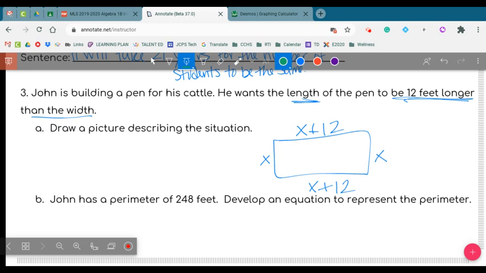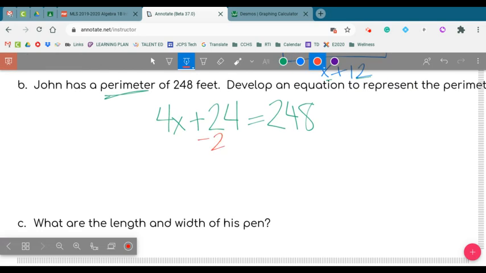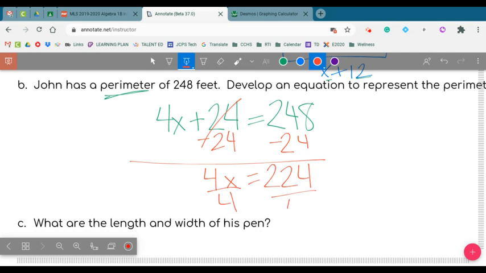Now I'm going to develop my equation. To find your perimeter, you have to add all your sides together. So I have 1, 2, 3, 4 x's, and then I have two 12s. Adding those together, we get 4x plus 24 equals 248. Solve for x: minus 24, minus 24. We get 4x equals 224. Divide by 4, divide by 4. We get x equals 56.